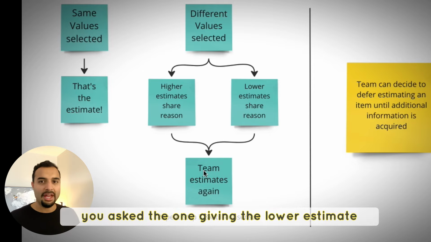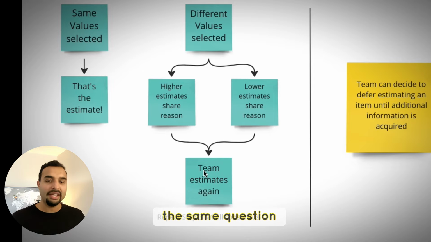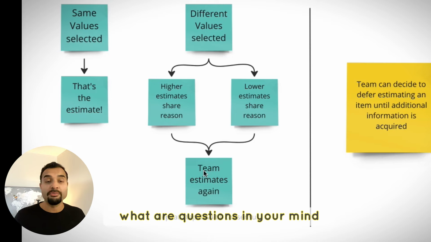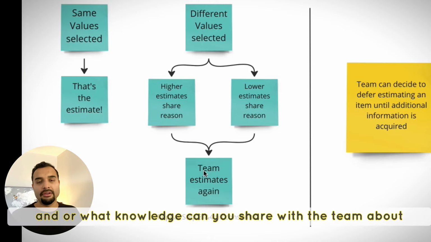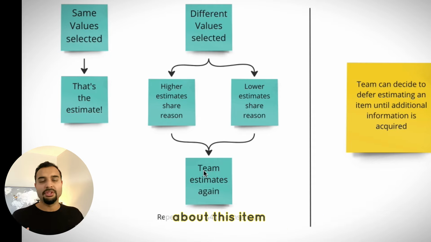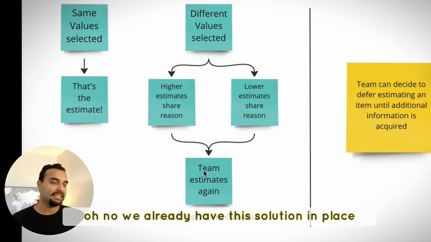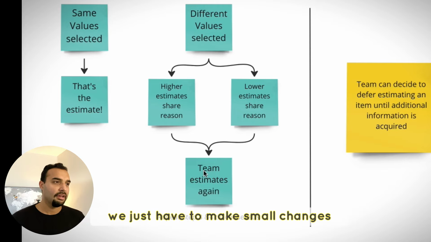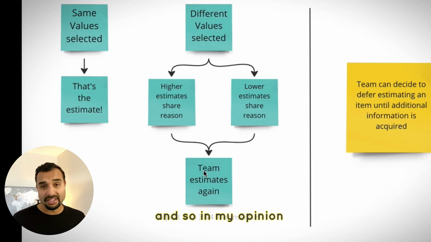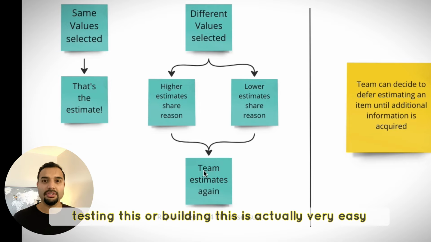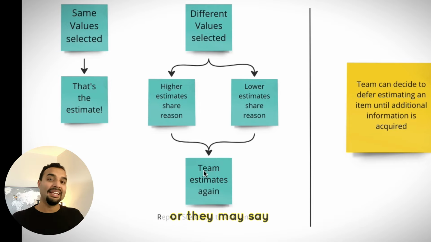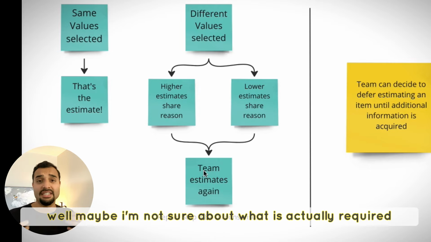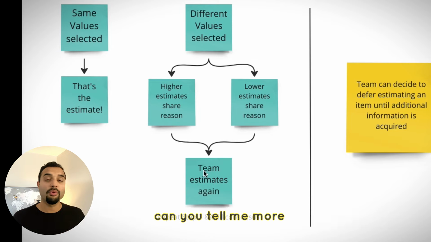You ask the one giving the lower estimate the same question. What are you thinking? What are questions in your mind? Or what knowledge can you share with the team about this item? And so they may share, well, either oh no, we already have this solution in place, we just have to make small changes. And so in my opinion, testing this or building this is actually very easy. Or they may say, well, maybe I'm not sure about what is actually required. Can you tell me more?